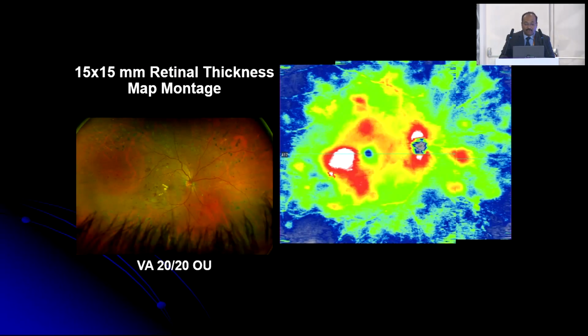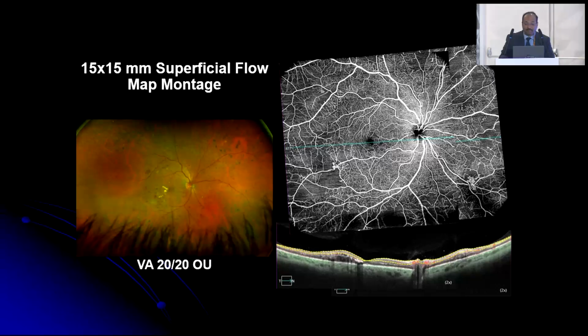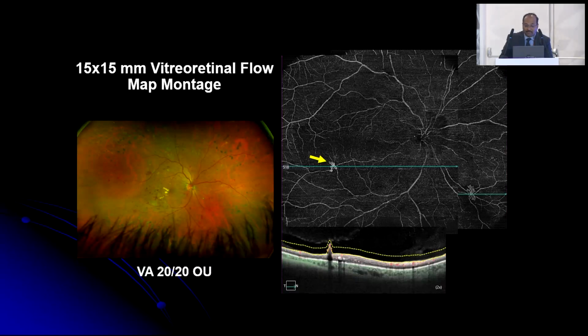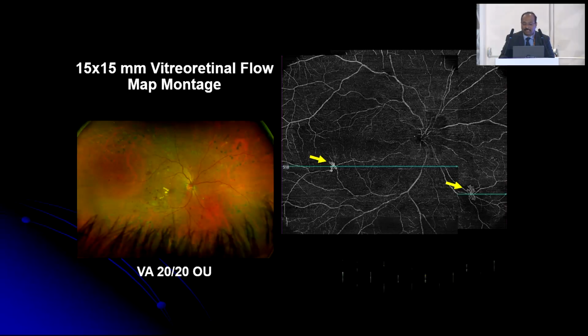Another example where you find that thickness seen initially in the 3x3, but also very well in the larger maps. And you see this non-perfusion, and when you go from the superficial flow to the vitreoretinal flow, you see a small area of neovascularization also being highlighted here. And when you do the Widefield OCTA, you see that corresponds very well to a little tuft popping up above the ILM, which tells you that this is a new vessel, and you can see that here also.